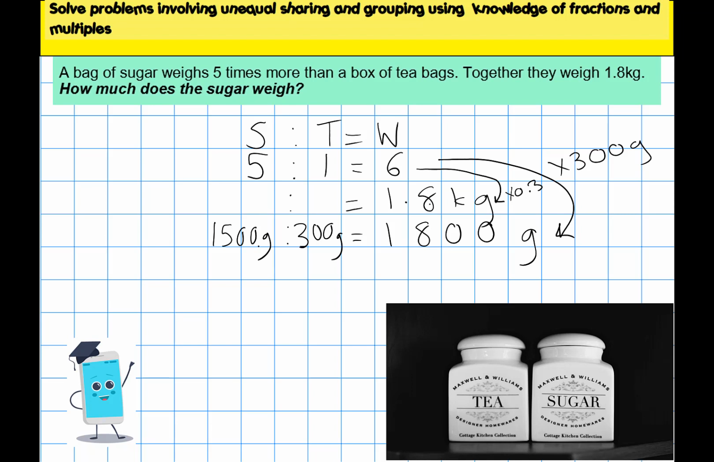If I was going to use this method, timesing by 0.3, 1 times 0.3 would be 0.3 kilograms, and 5 times 0.3, well, I know 5 times 3 is 15, so 5 times 0.3 would be 1.5 kilograms. And if you compare, 1.5 kilograms is the same as 1,500 grams, and 0.3 kilograms is the same as 300 grams. But that gives you two different ways of solving that problem.